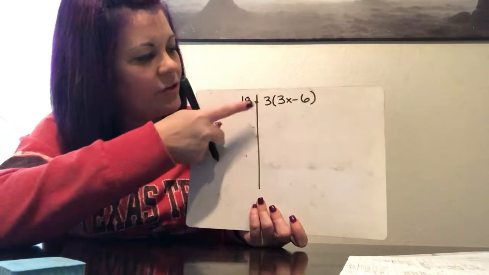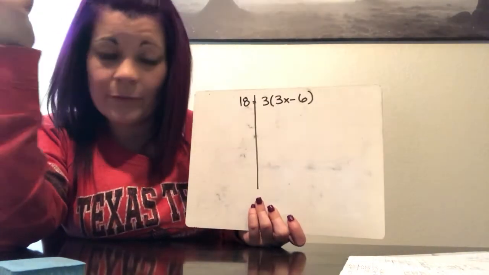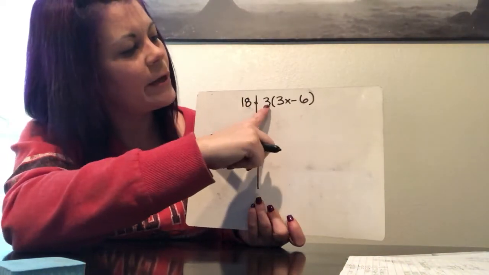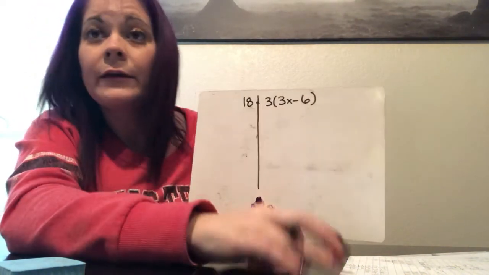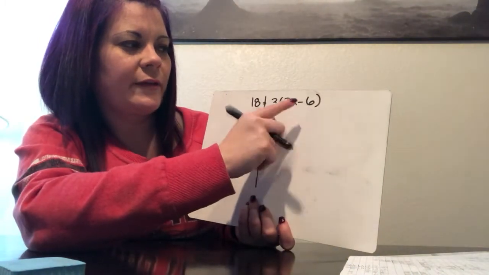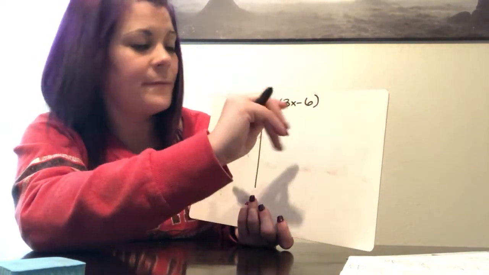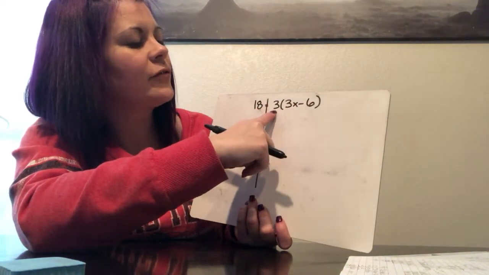Okay, remember the first step is distributive property. So we check the left side, there's no distributive property. We check the right side, there is distributive property. Distributive property is when a number is on the outside of the parentheses. And that means we can't combine what's in the parentheses because one has an x, one doesn't. So that's unlike terms, so we can't combine them. So we have to distribute this 3 out.